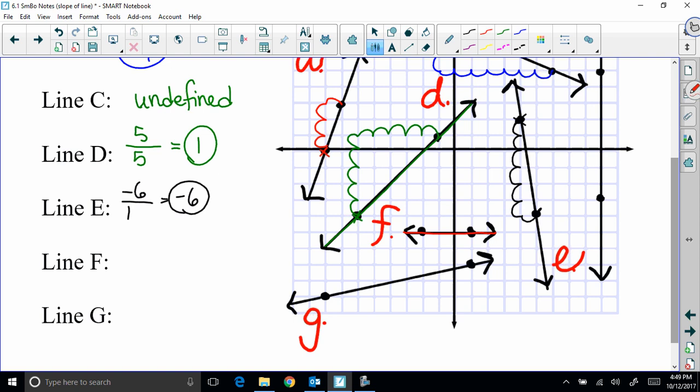Line F, remember this is a horizontal line here. Flat line means the slope is 0 because it doesn't rise at all. And so if it doesn't rise, it's a slope of 0.